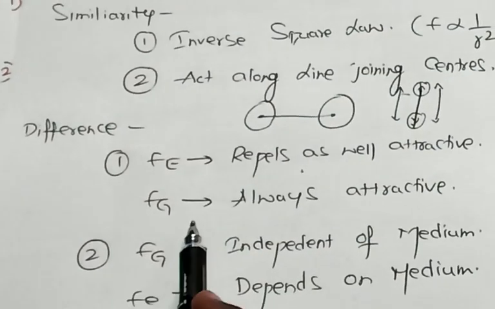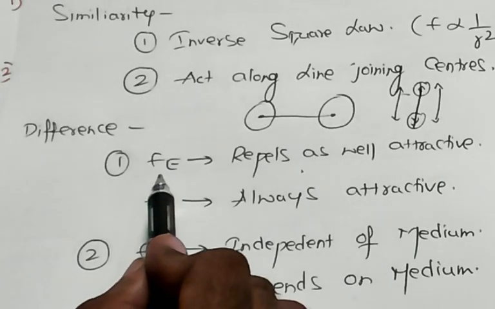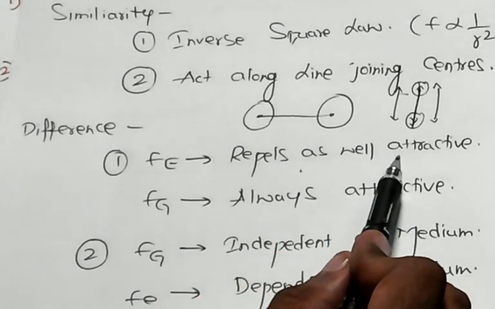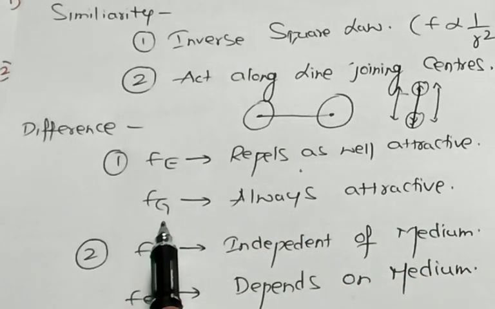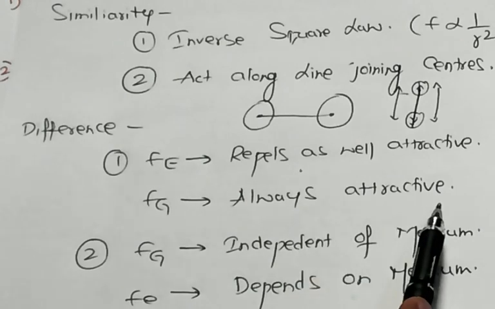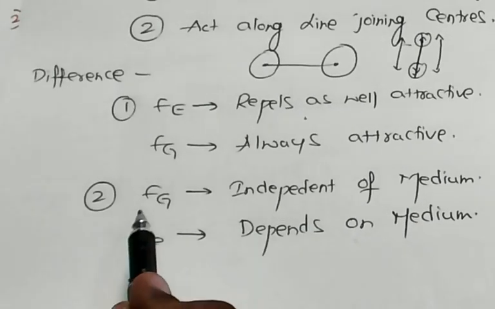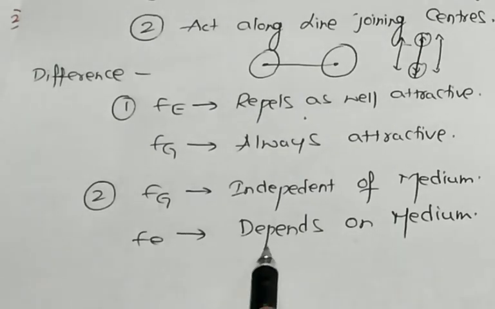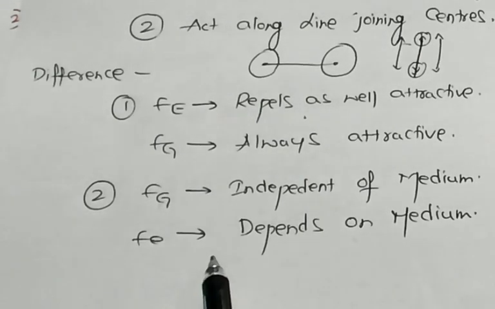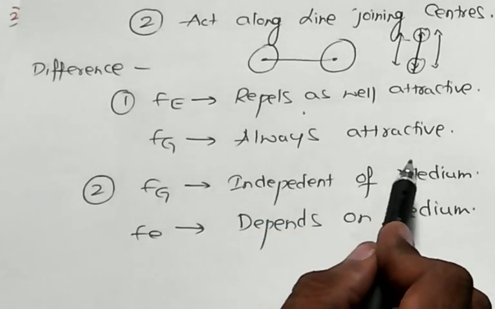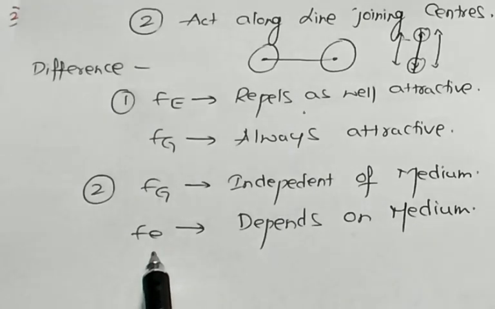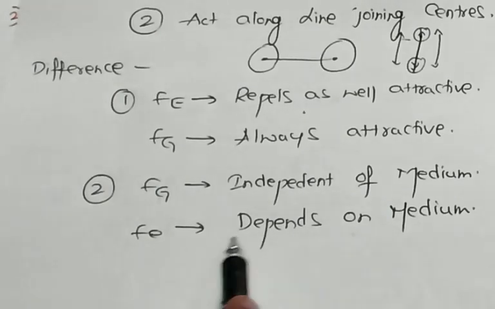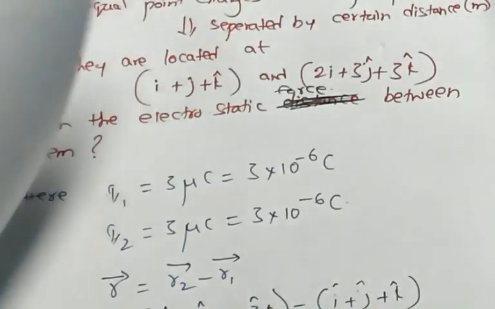Now, what is the difference? If you take the electrostatic force, it can repel and also attract. Whereas gravitational force is always attractive. That is the difference. Number two, the gravitational force is independent of the medium between the two balls. Whether the medium is water, air, vacuum, whatever, it is independent of the medium. Whereas the electrostatic force depends on the medium. The electrostatic constant is dependent on the medium. That is what you have to remember.